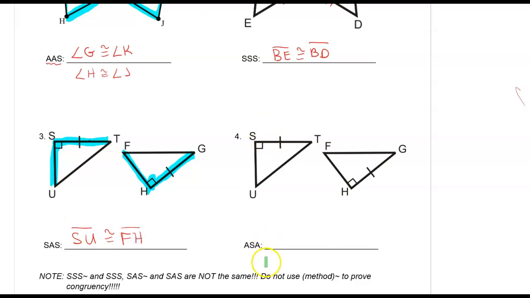And then for the last one, angle, side, angle. So start at the congruent angle we already have, go down the congruent side we already have, and that takes us to angle T. On the other triangle, I'll start at the right angle, go down the congruent side, and that takes me to angle G. So that's angle T is congruent to angle G. If they give us that piece of information, then we can prove the triangle is congruent.